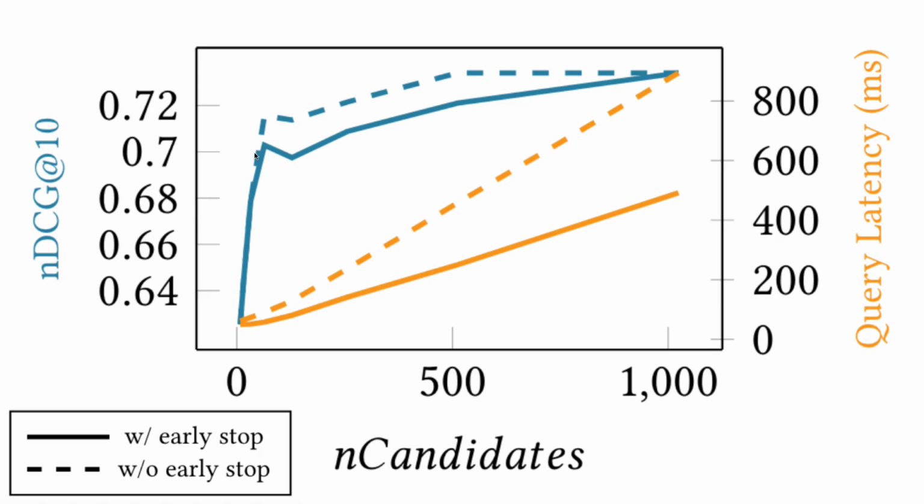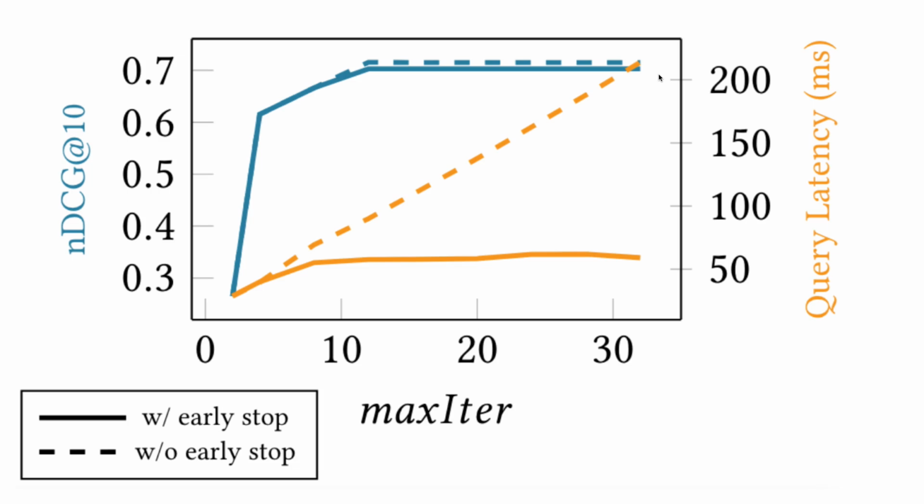And I think the most interesting thing about this chart is that there's a very sharp spike in the beginning, and then it kind of flattens out. So, after maybe 50 or so candidates, you don't really get that much improvement, maybe a percentage or two. And we kind of see the similar thing with max iterations. So after 12 iterations, we don't get any increase in performance.